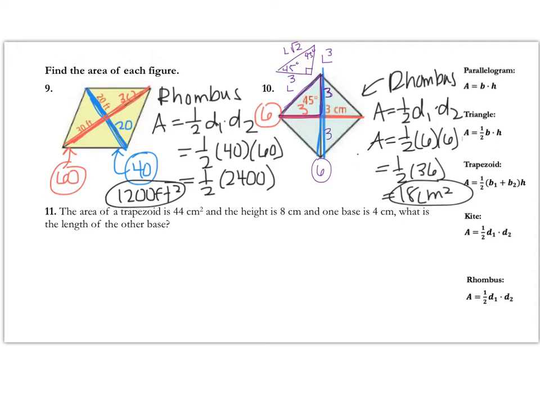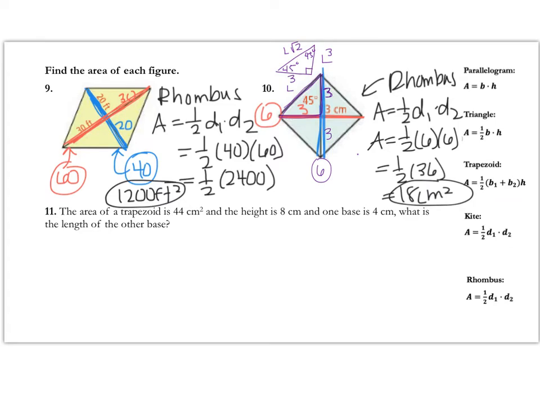The other type of problem you're going to see on your homework is where they actually give you what the area is, and we have to work backwards to figure out what the missing piece is. So if you look at 11, it says the area of a trapezoid is 44 centimeters squared, and the height is 8 centimeters, and one base is 4 centimeters. We want to know the length of the other base.